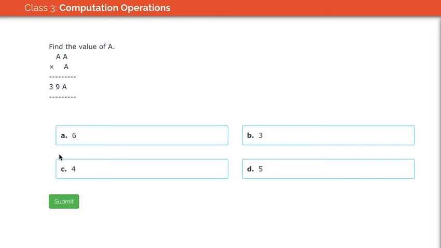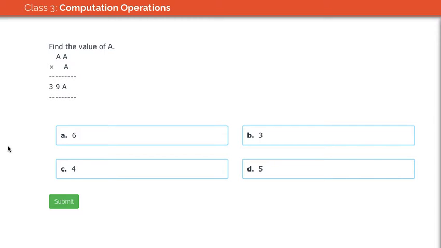Find the value of a. So we have to find the value of a. Let's see. So if we multiply this with this, it'll equal to this. Let's try 5, because the number ends with 5.